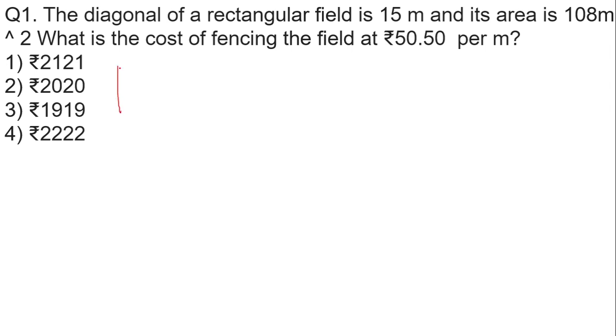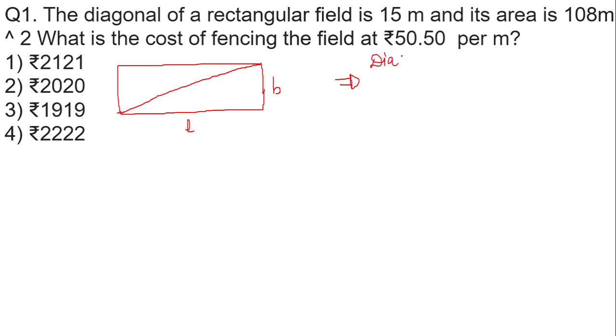Now the second thing that they have mentioned here is they have given the length of the diagonal. Now we know for any rectangular field, the diagonal is going to divide it into two equal parts. We have already discussed in the previous class, right? So for example, this is the length, this is the breadth. For any rectangle, the diagonal is calculated using this formula. Diagonal for any rectangular field is equal to under root of L square plus B square. This is the formula for the diagonal of a rectangle. Please note down this formula.